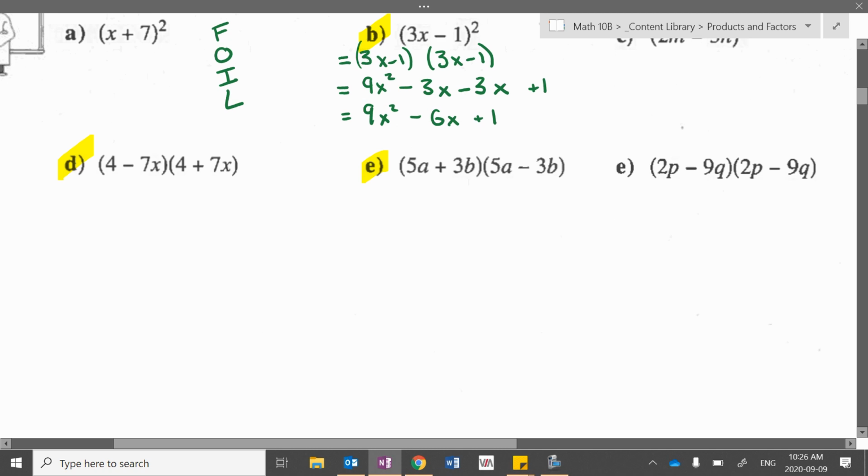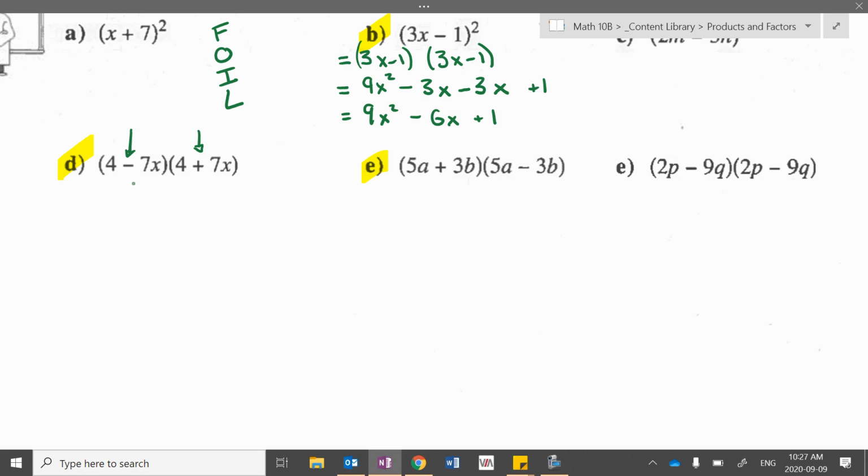Okay, let's try D. So D is the one where we have the two different signs, so things should cancel out here when we go through D. Is it okay that the x is the second term? Totally. Is it how we normally see it? No, so it just makes us slightly uncomfortable. That's okay to be slightly uncomfortable.